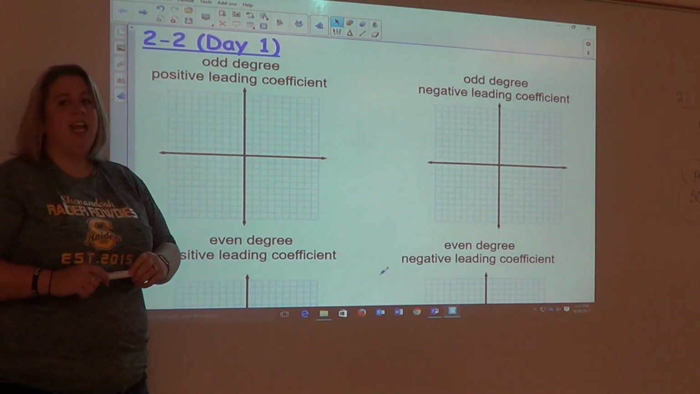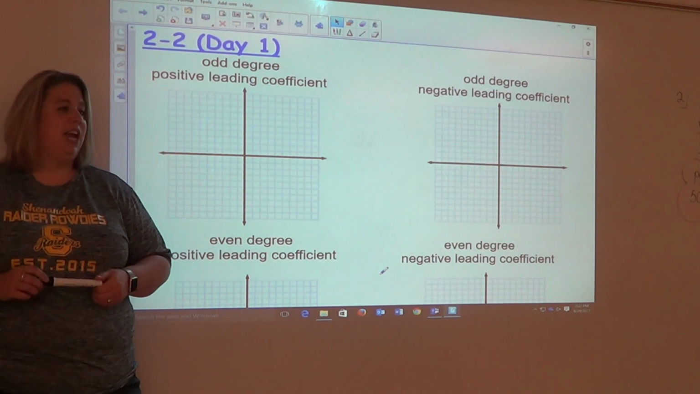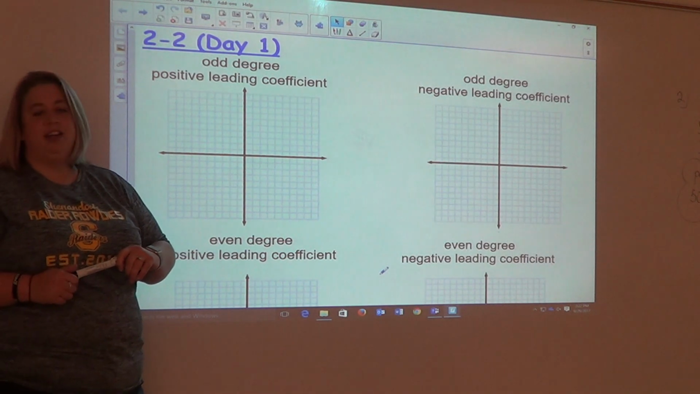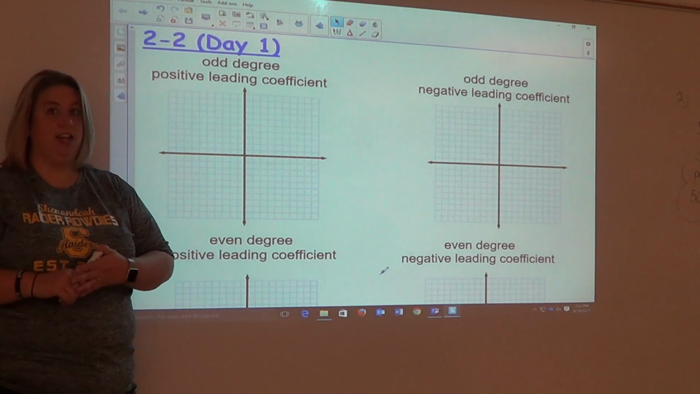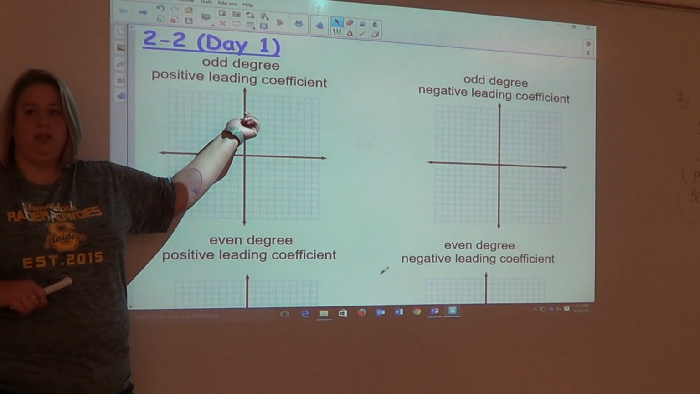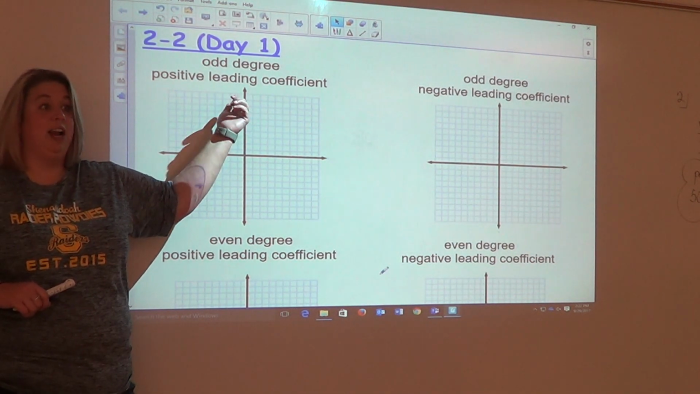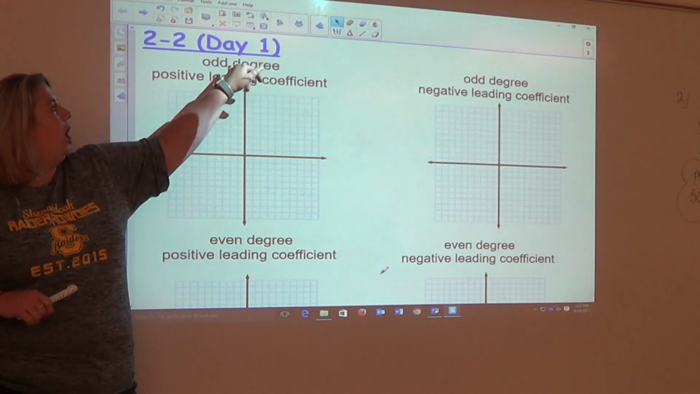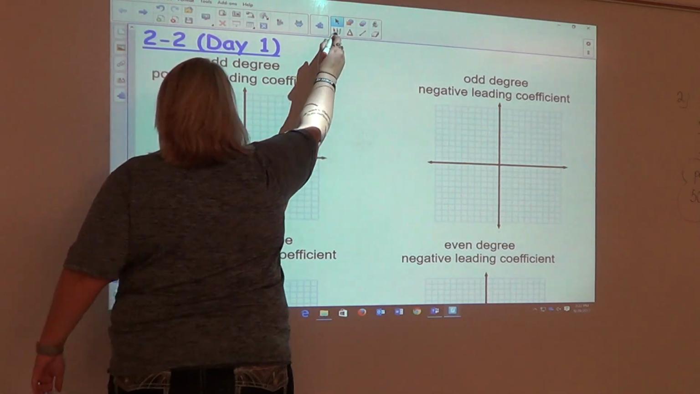Okay, what do I mean when I say degree? The degree of a function: highest exponent. If it's an odd degree, what are your odd numbers? 1, 3, 5, 7, 9, etc. Positive numbers. What do I mean when I say a positive number? Not a negative sign in front of it, right? So odd degree, positive leading coefficient.